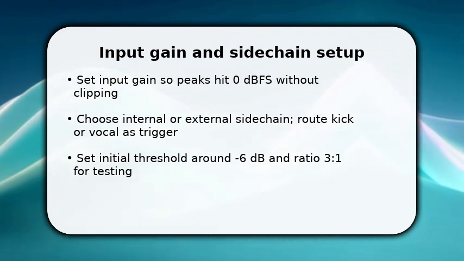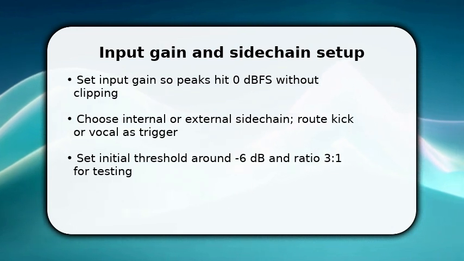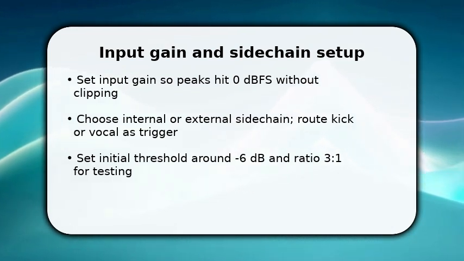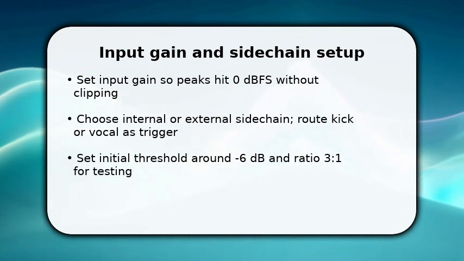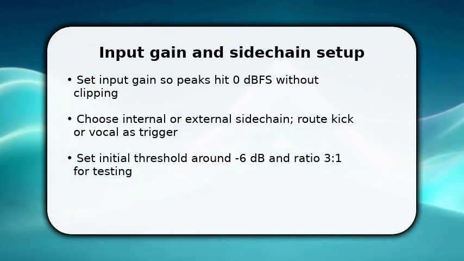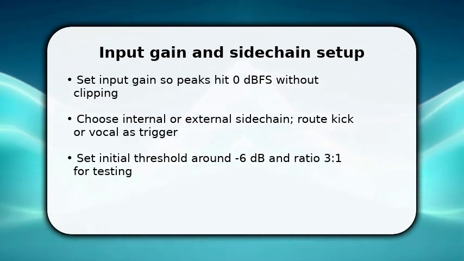vocal for sibilance. Once done, set an initial threshold near -6 dB and a moderate 3:1 ratio to hear compression working. Make sure to monitor gain reduction meters to verify the compressor is engaging as expected.